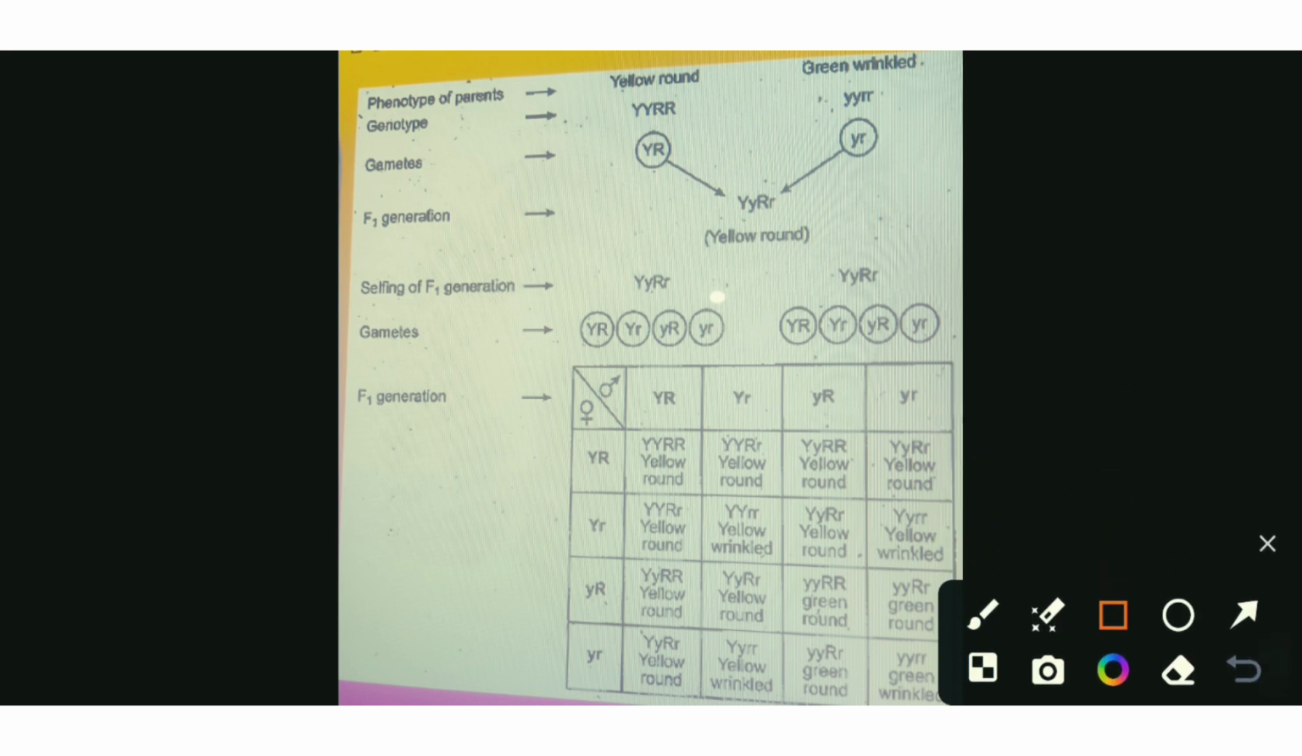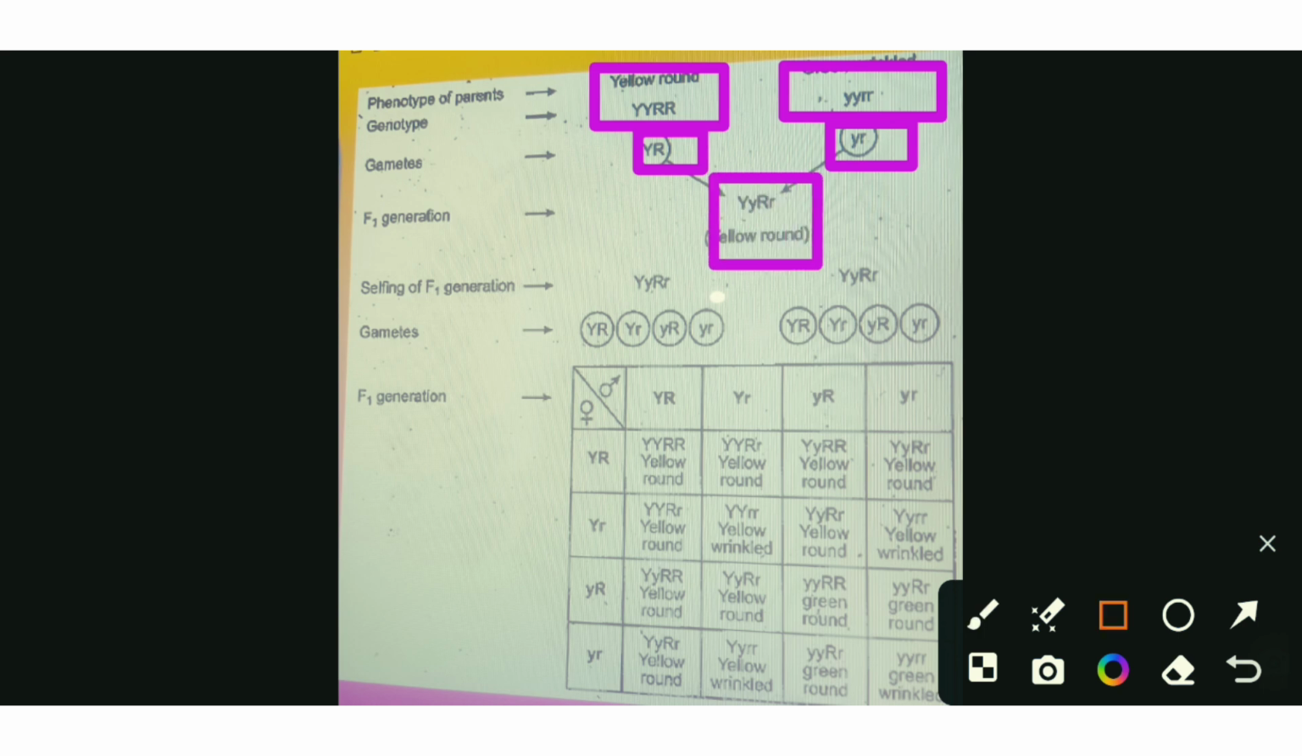So let's see. According to Mendel's law, Mendel had chosen a yellow and round shaped pea plant, and on the other side he had chosen a green and wrinkled pea plant. When we take the gametes for this, it will be capital Y, capital R, and this will be small y, small r. In the F1 generation, we can see that the hybrid will be capital Y, small y, and capital R, small r. That means capital Y is present, so it will be yellow, and capital R is present, so it will be rounded in shape.